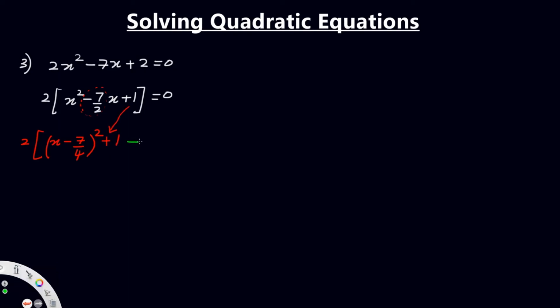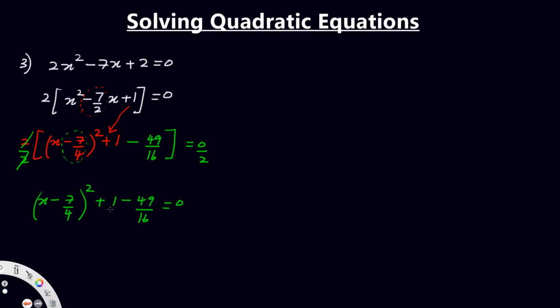And importantly, you have to minus the square of this. So that would be 49 divided by 16 is equal to 0. Now, I'm going to divide the whole equation by 2. So now you can see 0 divided by 2 is 0. 2 divided by 2 is 1. So I get (x minus 7 divided by 4) whole thing to the power 2 plus 1 minus 49 divided by 16 is equal to 0.